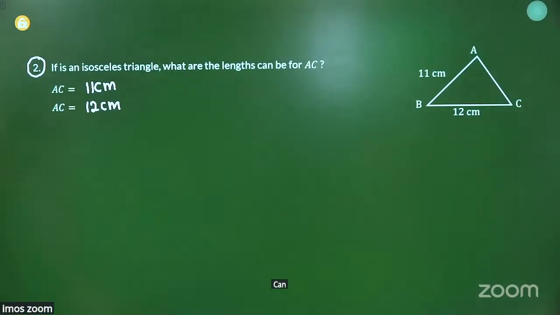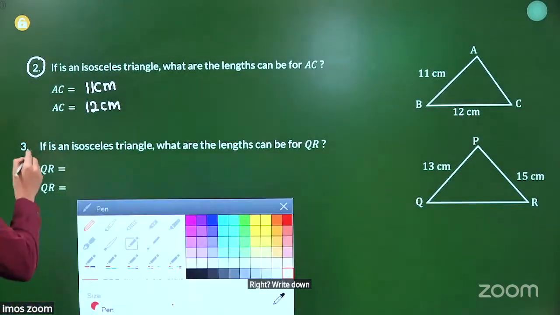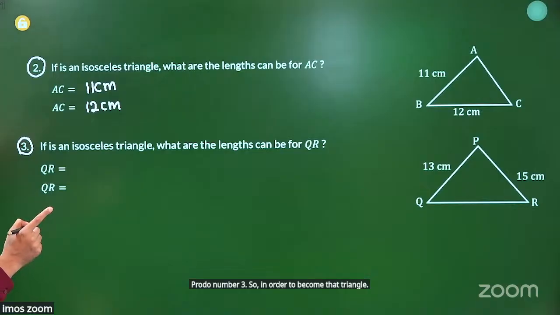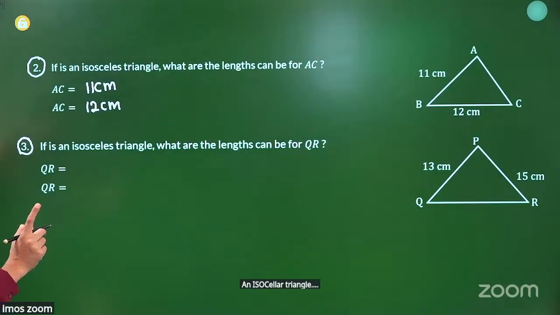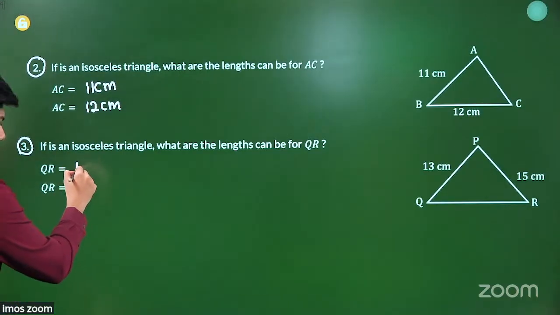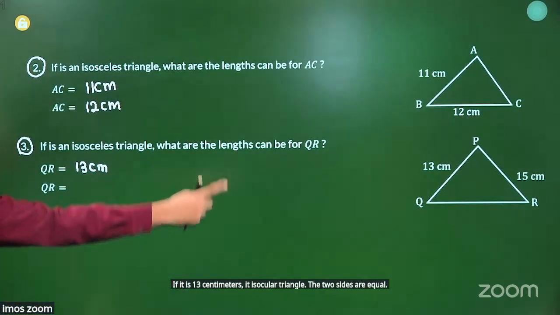Can you understand, right? Okay, we shall go to the third question. Write down number 3. In order for that triangle to become an isosceles triangle, what is the length that QR can be? If it is 13 centimeters, it is an isosceles triangle, the two sides are equal. If it is 15, those two sides are equal.